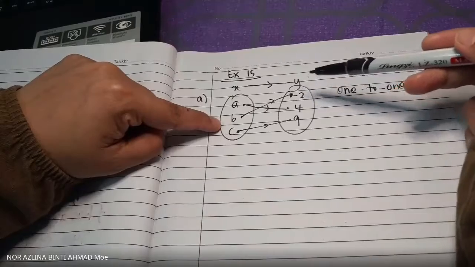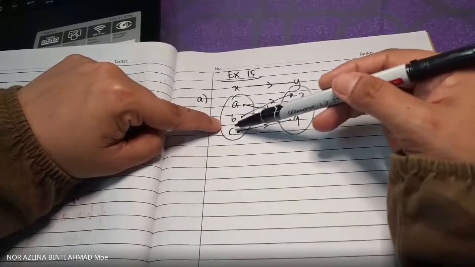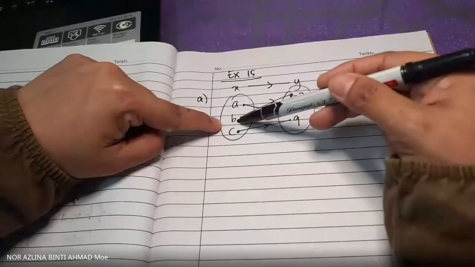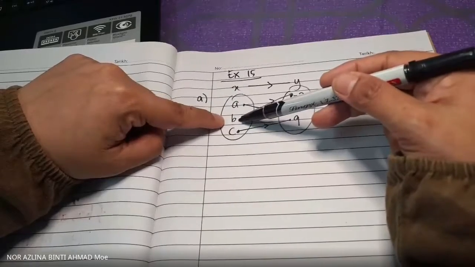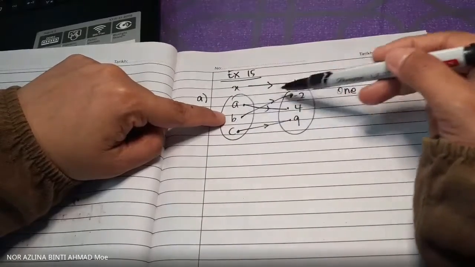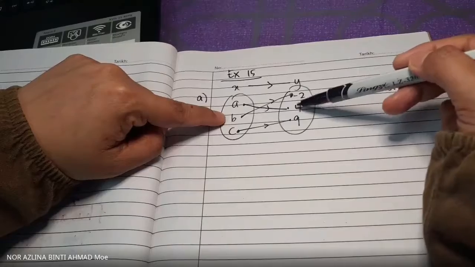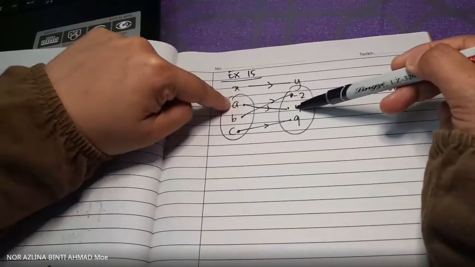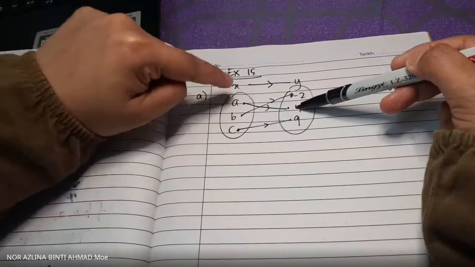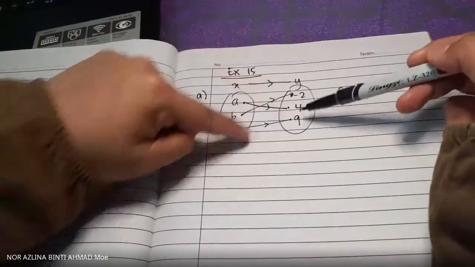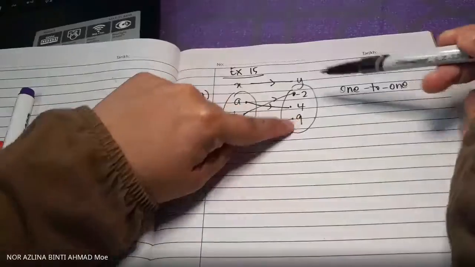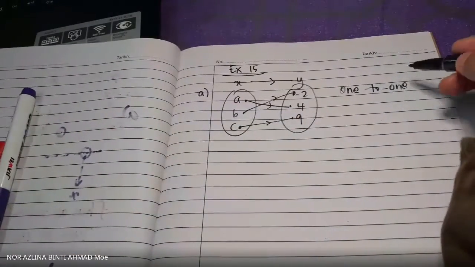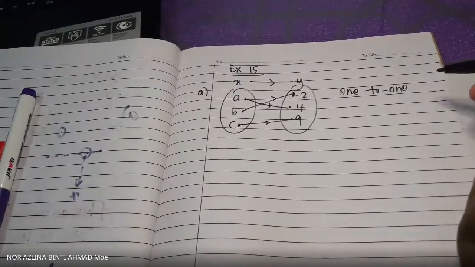Kita akan baca from object. From left. So, B, dia hanya datang daripada B. So, one element only. So, 1 to 1. Yang 4 ni, dia hanya datang daripada A. So, hanya satu saja. Kita read from left. So, 1 to 1. 9 pun sama. 1 to 1. So, the conclusion, the type of relation is 1 to 1.